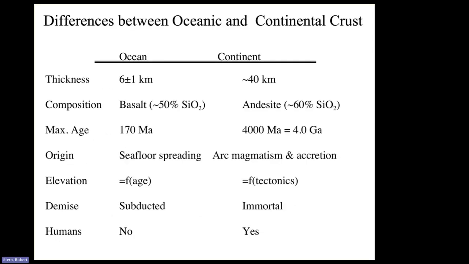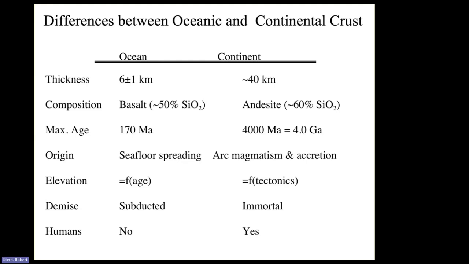So here's a table summarizing it. The differences between oceanic and continental crust: the thickness. Oceanic crust is almost 10 times thinner than continental. The composition, we've talked about the basaltic composition of oceans and the more andesitic composition of the continents.